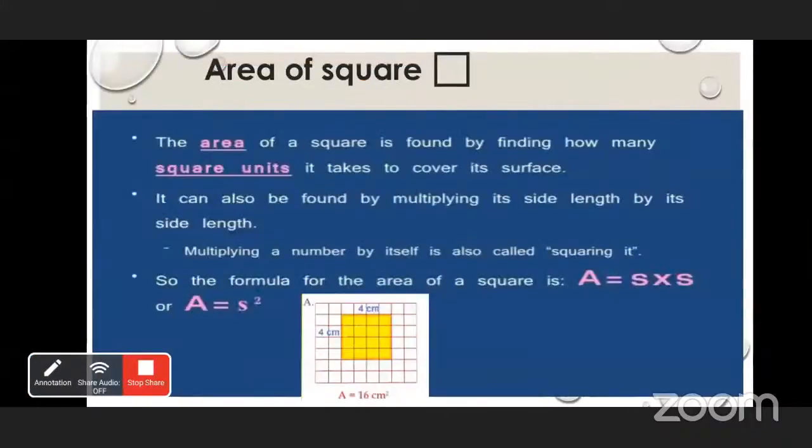Now here, how to find out the area of a square? Okay. So all of you know very well that a square has all sides equal, of the same length. So the area of a square is found by finding how many square units it takes to cover its surface. And it can also be found by multiplying its side length by its side length, because all the sides are equal. Multiplying a number by itself is also called squaring it. So the formula for the area of a square is s into s, meaning side multiplied by side. So here the side of a square is 4 centimeters.